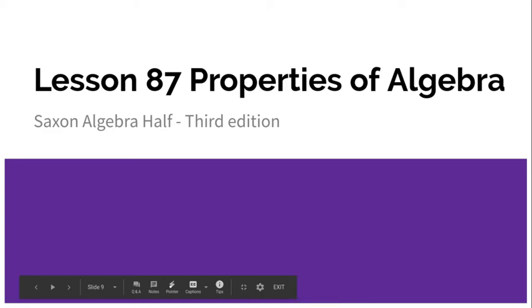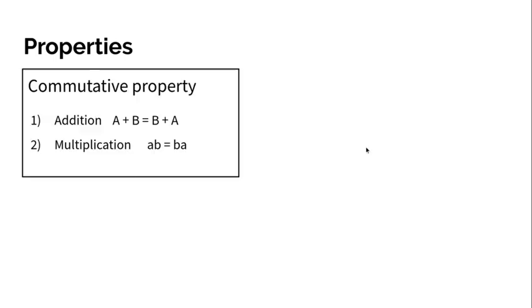Okay, lesson 87, properties of algebra. We are going to review some of the properties we have learned in the past. The first one is the commutative property, and remember that means that you can change the places of the numbers and there's no change in the result. For example, 5 plus 3 is the same as 3 plus 5.